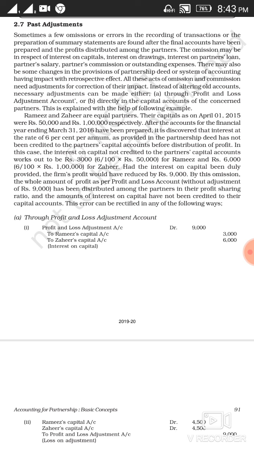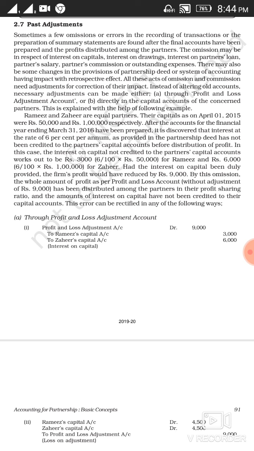We have to provide interest on capital at the rate of 6% per annum on the capital of Ramiz and Jahir. So while calculating the interest on Ramiz's capital, it will be 50,000 into 6 by 100. It means 3,000. Whereas on Jahir's capital, it will be 1 lakh into 6 by 100. It means 6,000. So it means you forgot to credit Ramiz's capital by 3,000 and Jahir's capital by 6,000. Now what you have to do?